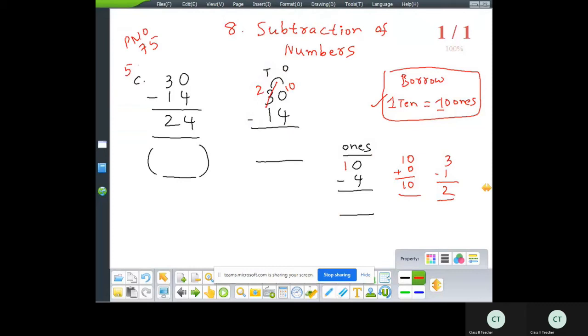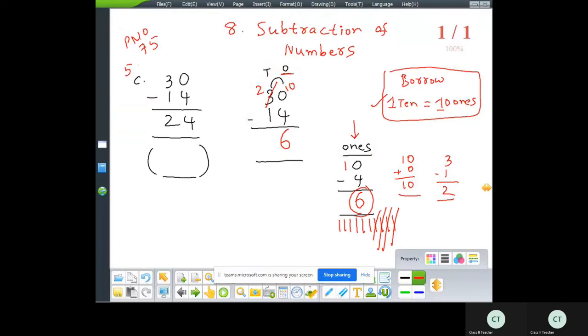Now subtraction on 1's place. 10 minus 4. 1, 2, 3, 4, 5, 6, 7, 8, 9, 10. From 10 we subtract 4. It means we cut 4 lines. 1, 2, 3, 4. From 10 lines we cut 4 lines. After cutting 4 lines from 10 lines, there are 1, 2, 3, 4, 5, 6 lines. 10 minus 4 is 6. This answer 6, write in the 1's place.